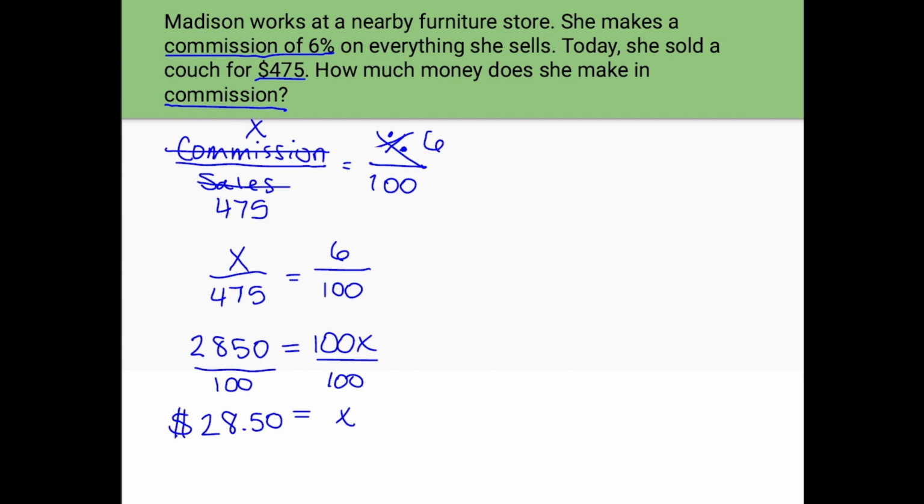For just selling that couch, she's going to get $28.50. And that makes sense, you know, if it's a tiny amount of commission, so 6%, that makes sense that it's going to be a tiny amount she earns.